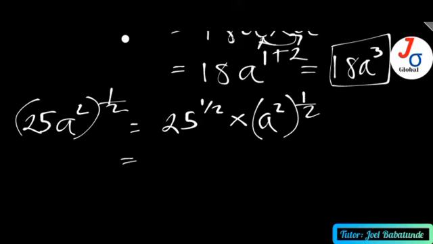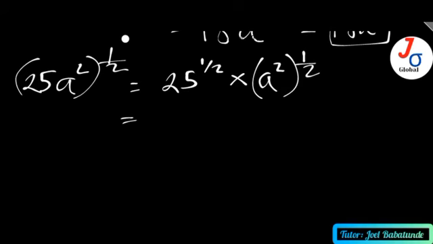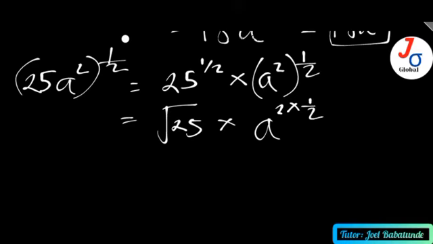And from the root law, that's going to be the square root of 25, multiplied by, from the power product rule, a to the power of 2 multiplied by 1 over 2. The square root of 25 is 5, multiplied by a. 2 times half is 2 over 2, and that's 1, and so I have 5a.